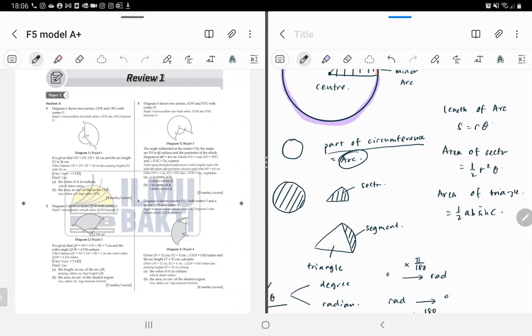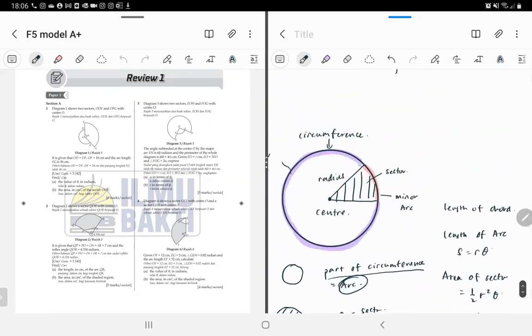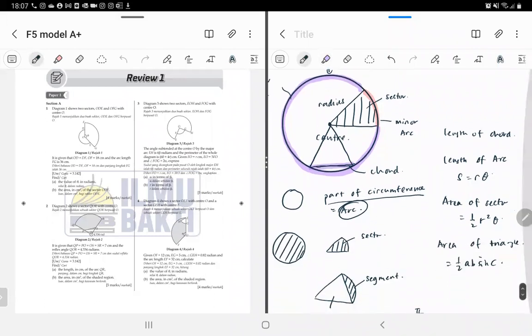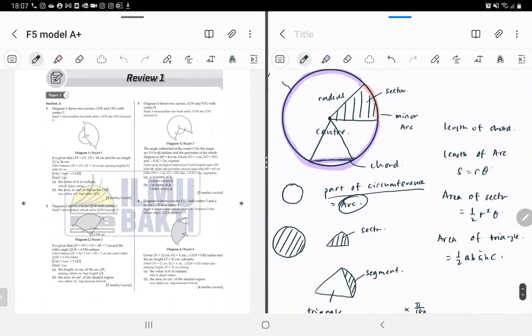Okay, if I want to find the length of chord, if you still remember what is chord, where if you have a sector, something like this, you draw a straight line from circumference to circumference. This line, we call it a chord. This length of line is a chord. Okay, if you want to find the length of chord, then you use the cosine rule. So c squared equals a squared plus b squared minus 2ab cos C.